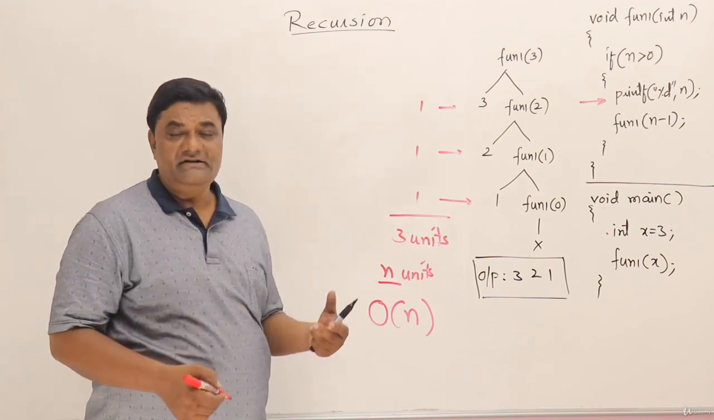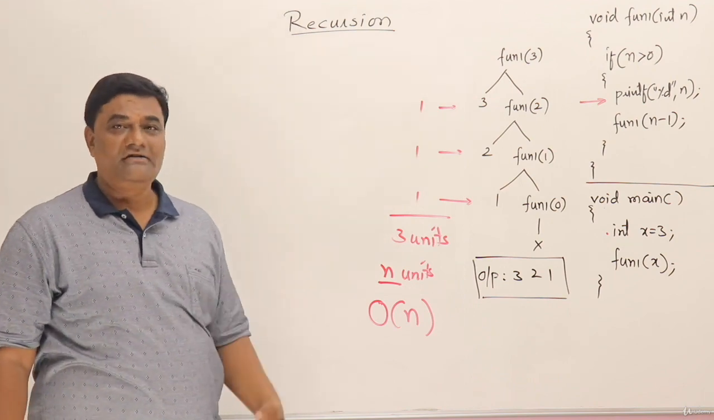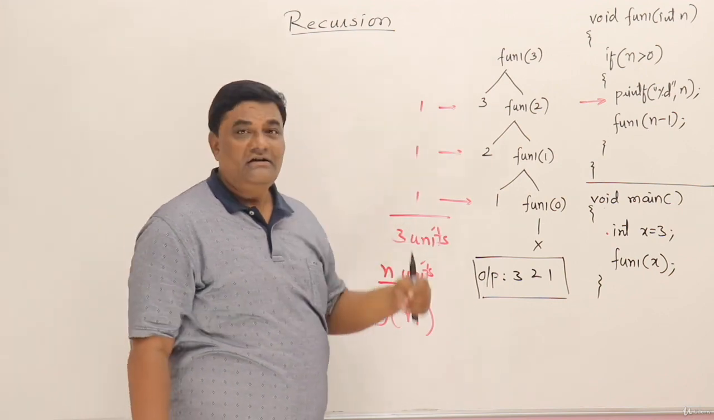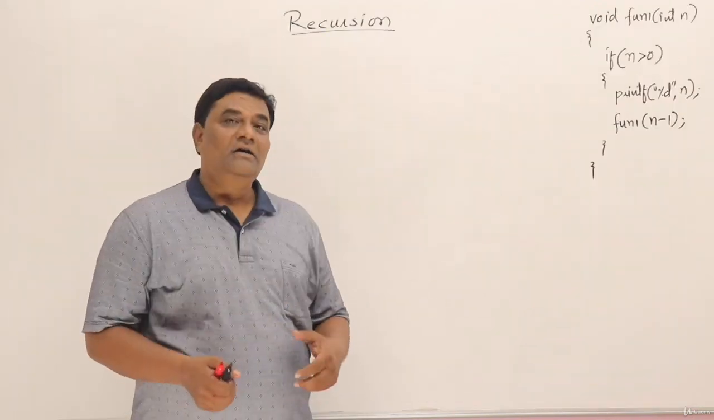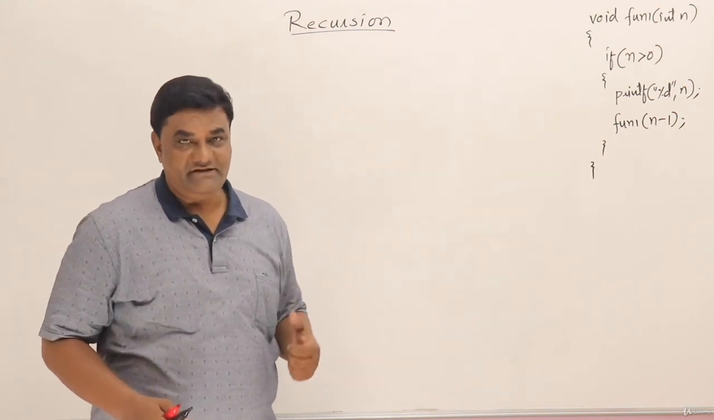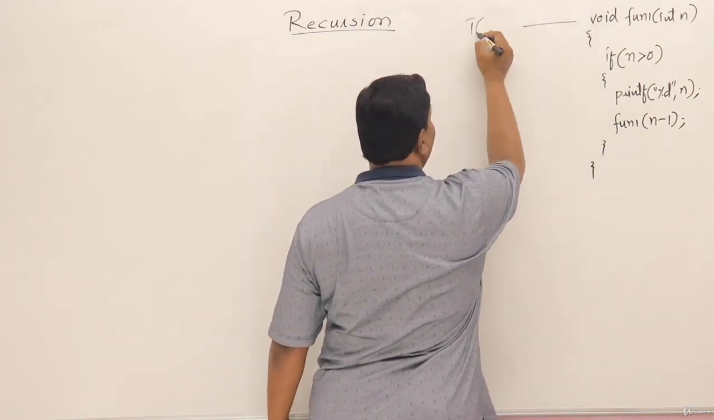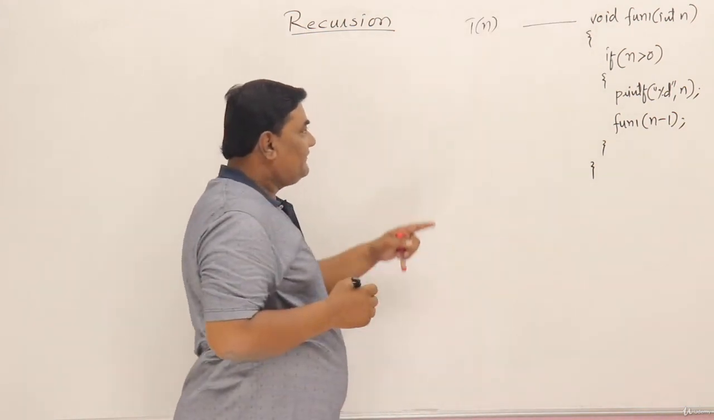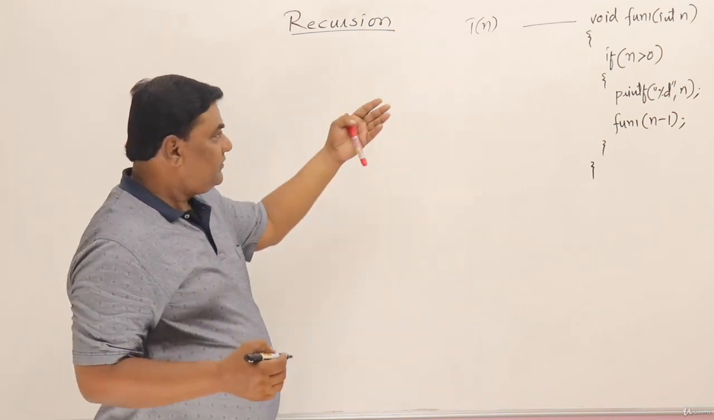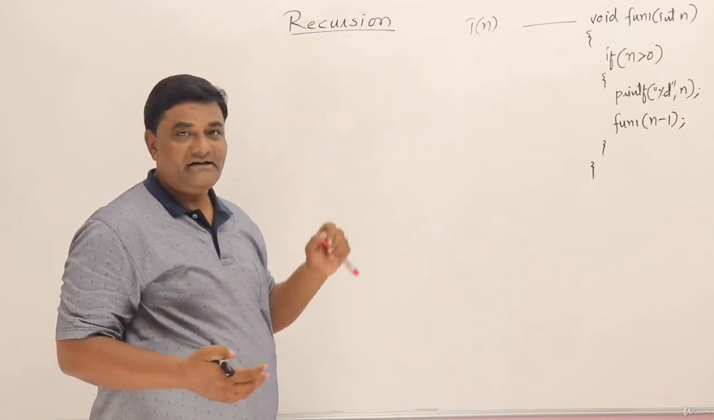There is one more method of finding the time complexity using recurrence relation. I will show you how to write a recurrence relation and how to solve it to find the time complexity of recursive functions. Now let us find out the time complexity of this recursive function using recurrence relation. We assume that the time taken by this function is T of n. T is for time. If the time taken by that function fun1 is T(n), then that total time should be the sum of all the times taken by the statements inside.